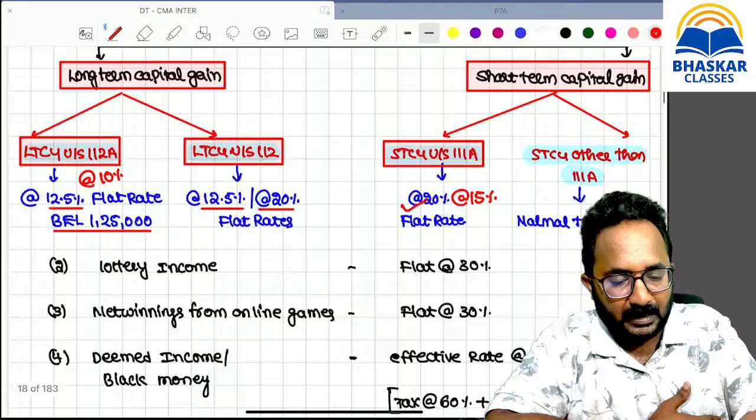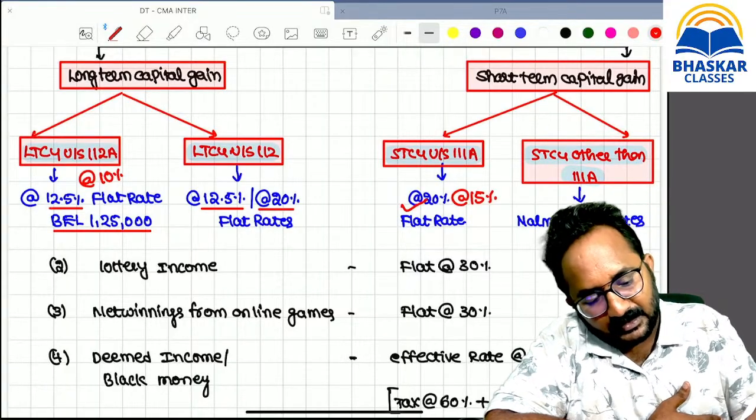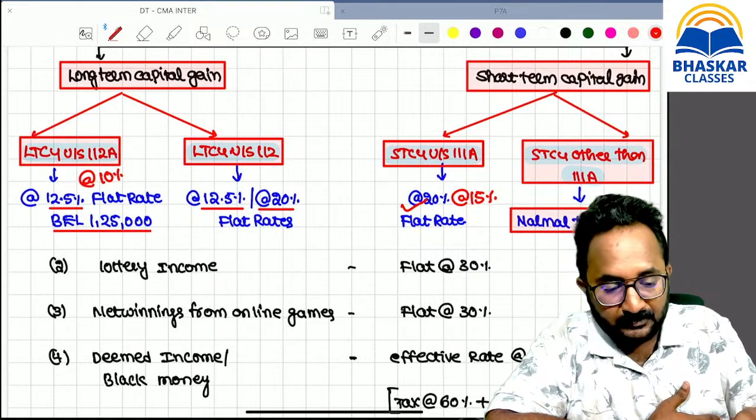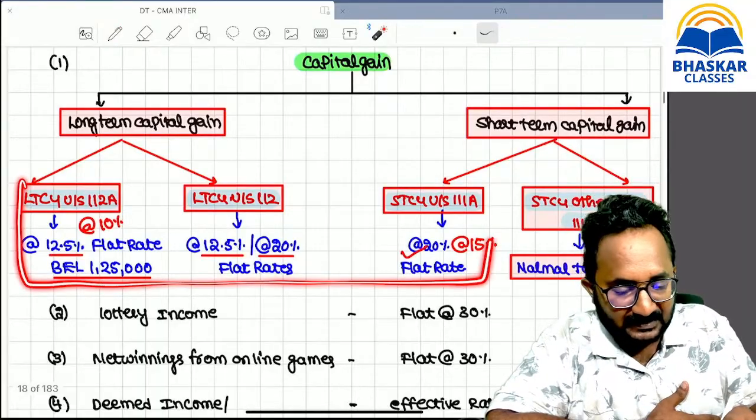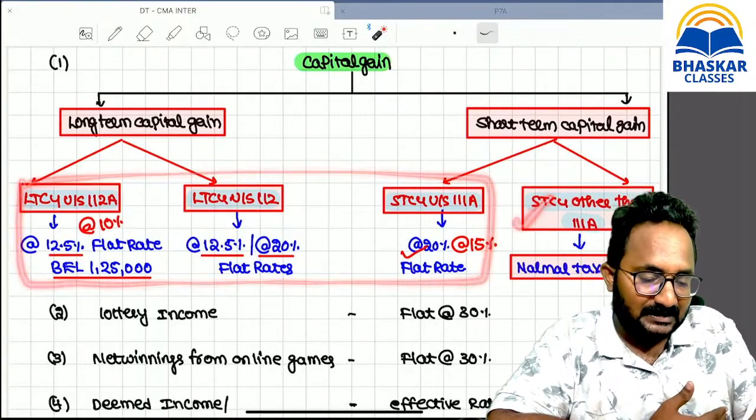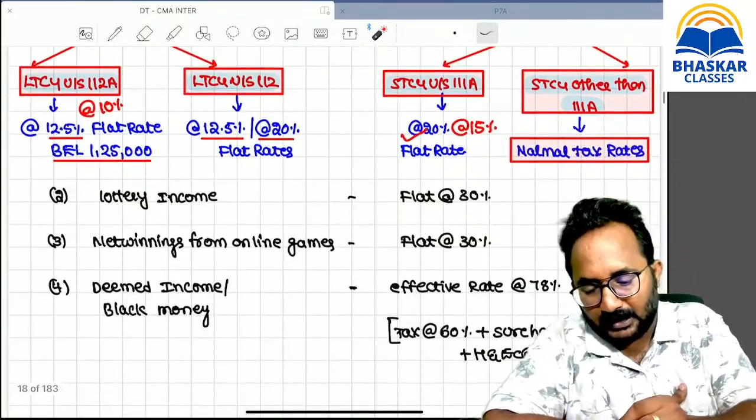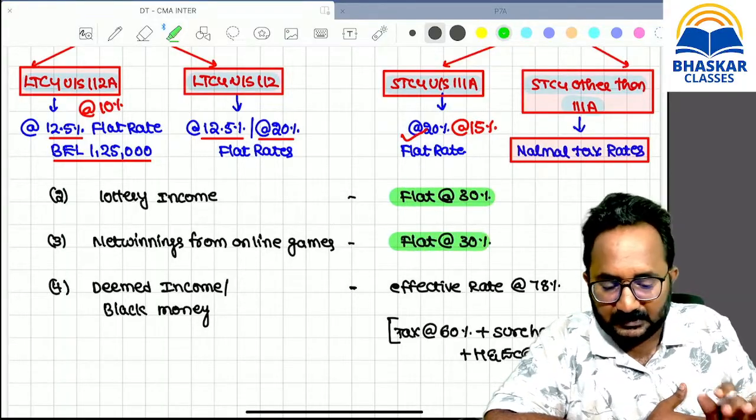Next, short-term capital gain other than 111A is taxable at the normal tax rate. The entire capital gain chapter is not taxable at special tax rate. No, these three only are taxable at special tax rate. Short-term capital gain other than 111A will always be taxable at normal tax rates. Lottery income, that is casual income, is taxed at a flat 30%. Net winnings from online games, 30%.